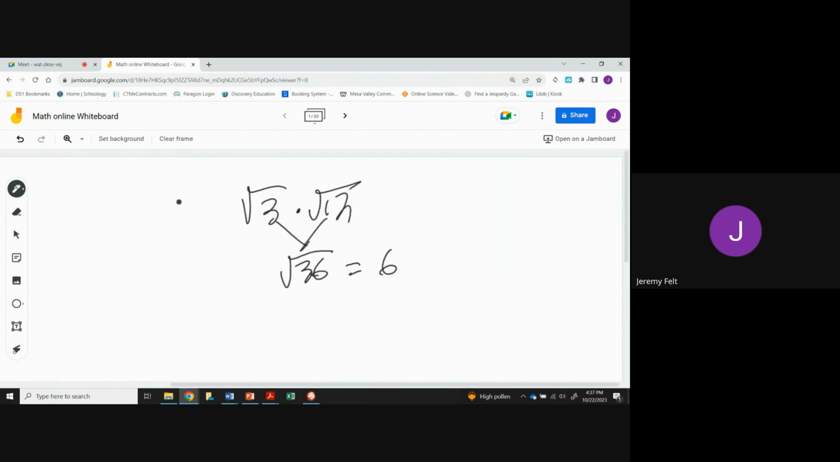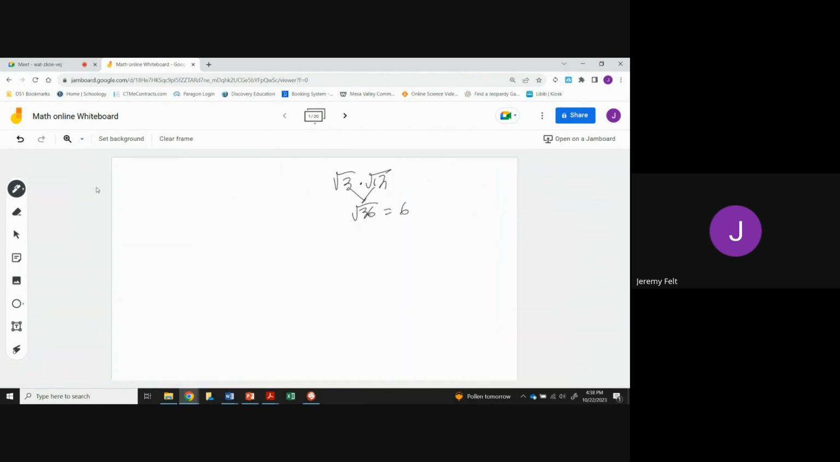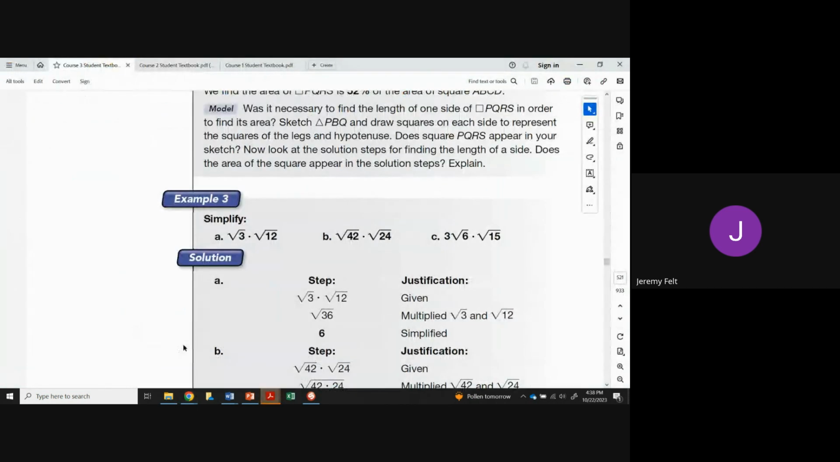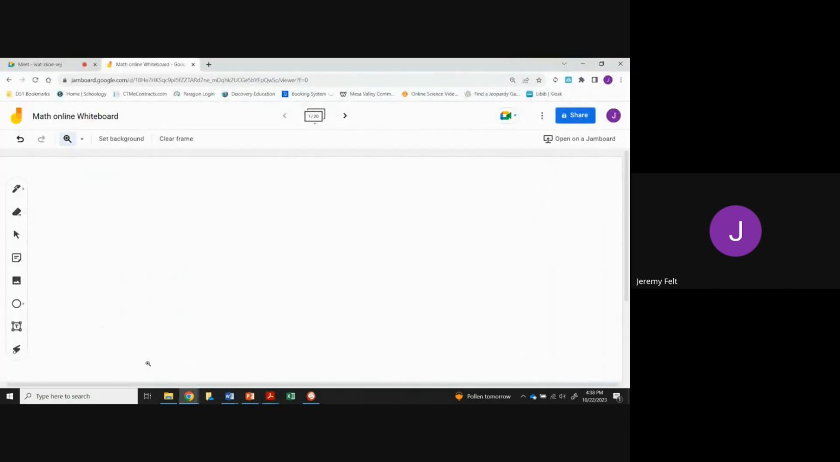So in this example, both of these are irrational, but why do we want to work to get them both under the same radical sign? Well, because we end up with a perfect square. Square root of 36 is 6. So that's where it's nice and helps us out. Well, let's look at, see if we have 3 root 6 times square root of 15.